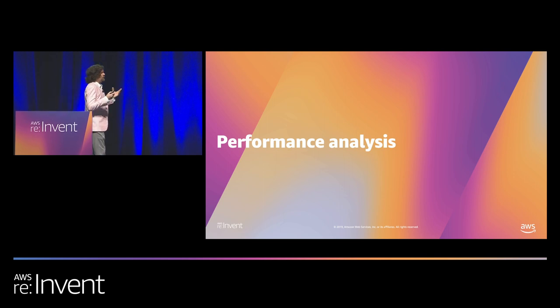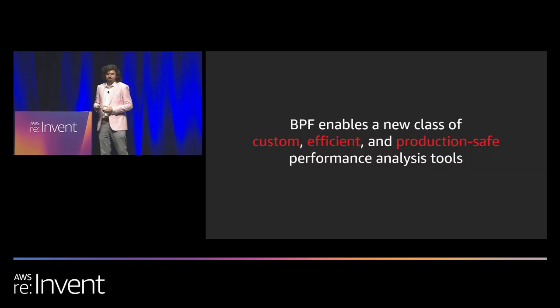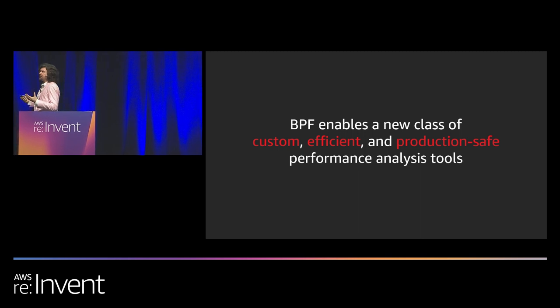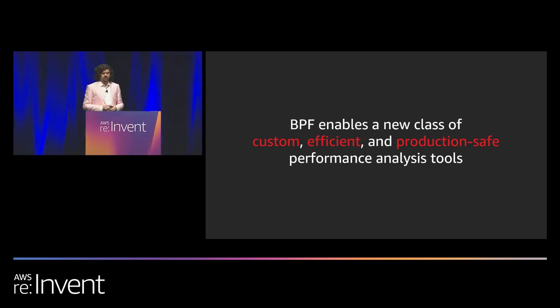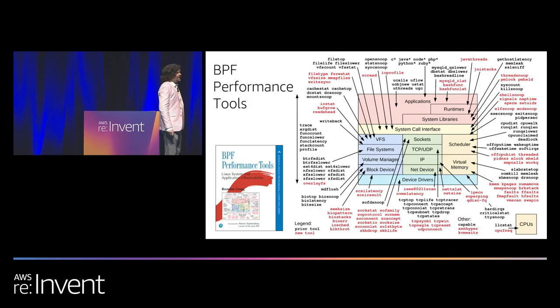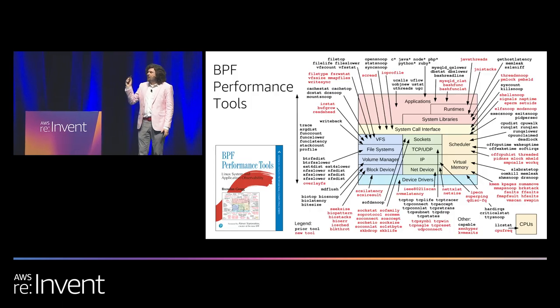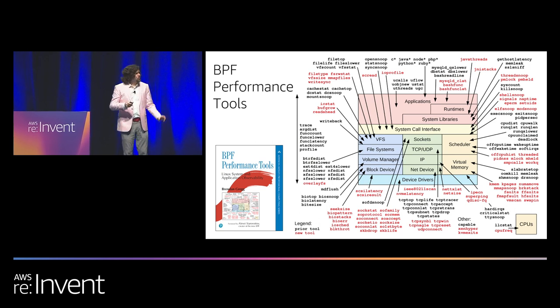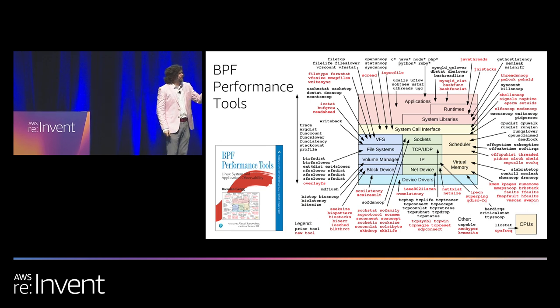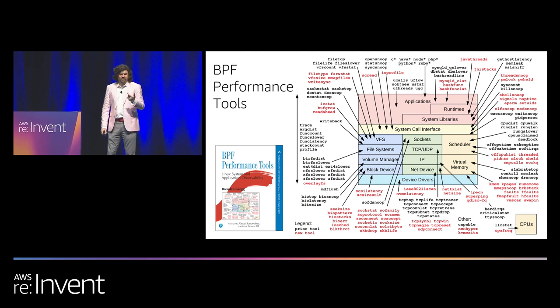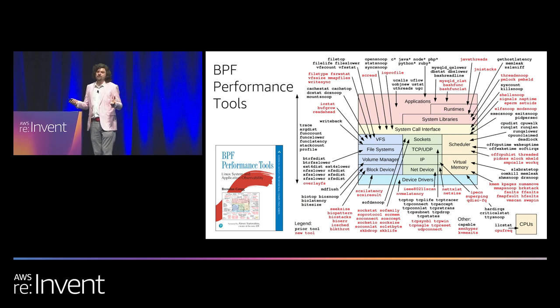Now, as a use case of BPF, I'm going to go through performance analysis tools, but this is only one of many use cases of BPF. BPF enables a new class of custom, efficient, and production-safe performance analysis tools. I've written many. On this diagram, I've decorated it with black for the BPF tools that previously existed, many of which I wrote. But I also wrote many more for the BPF Performance Tools book, which was just released. And so I've got those in red. All of these tools are open source. We install all of these tools in the Netflix base AMI so that people can run them if needed.